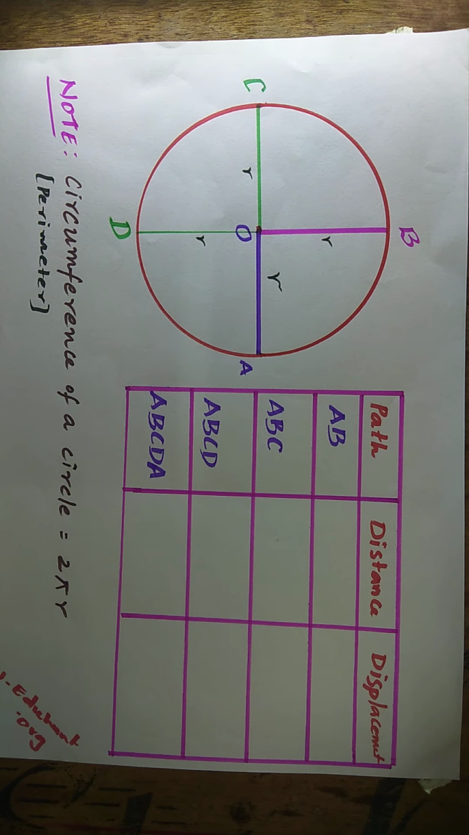Let's discuss a problem so that you will get a better understanding about distance and displacement. Now, I would like to discuss a circular garden. Before discussing the circular garden, let us discuss a circle first. For example, if this is a circle of radius r which has 4 stations A, B, C, D.